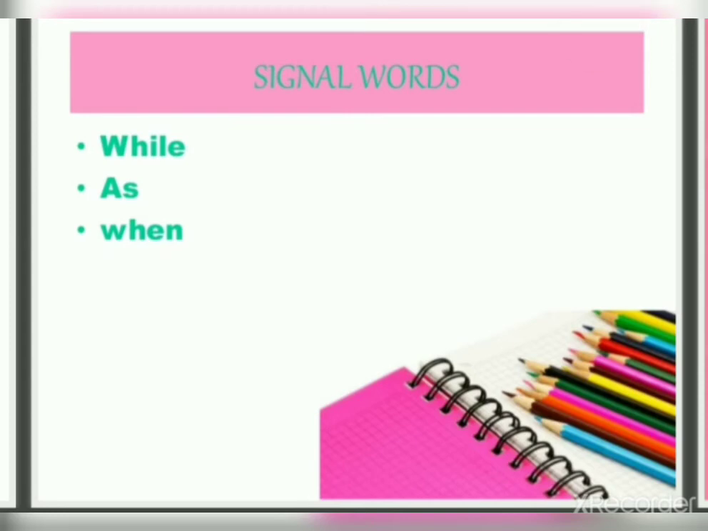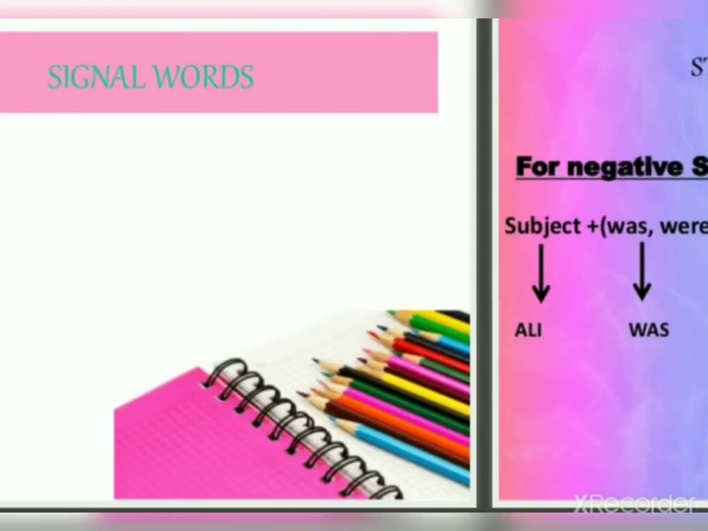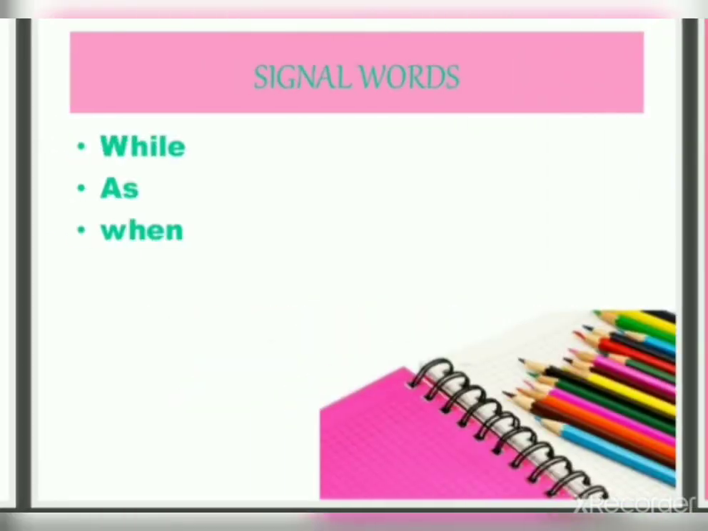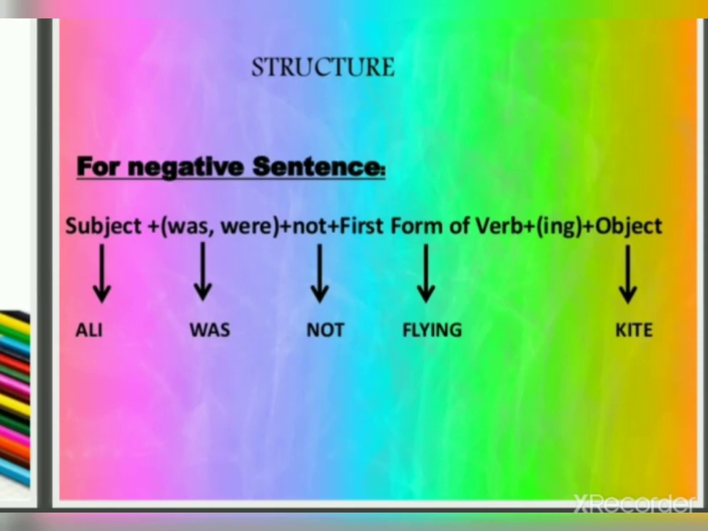Then we have some signal words, for example, while, as, when. If you have two actions together, we can use these words.